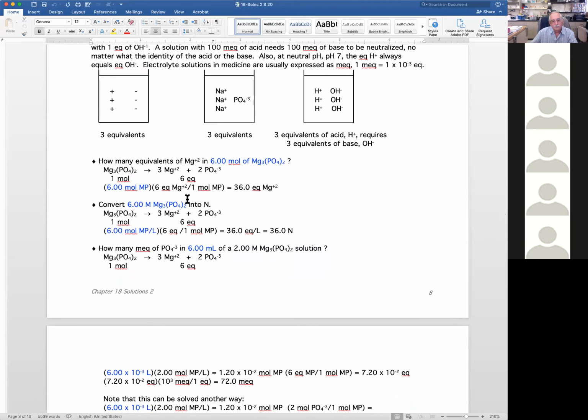Convert moles per liter into equivalents per liter. Okay, so I have to know that these are conversion factors, both of them, right? I have to know what they mean. So I got 6 moles per liter, and I got to get rid of moles and keep equivalents. So that's 36 equivalents per liter, or 36 N.